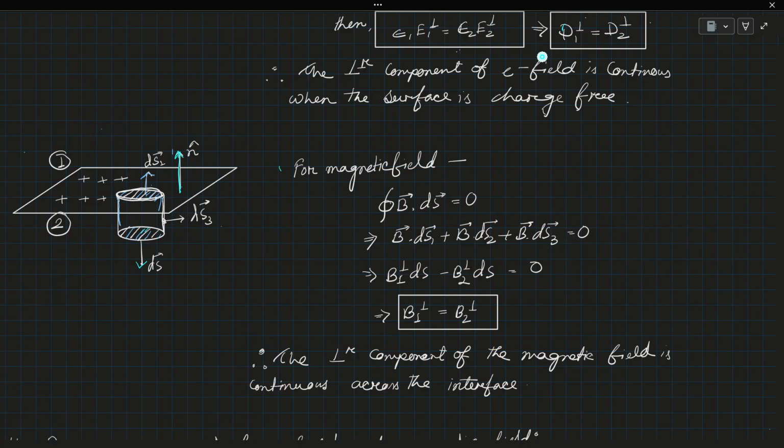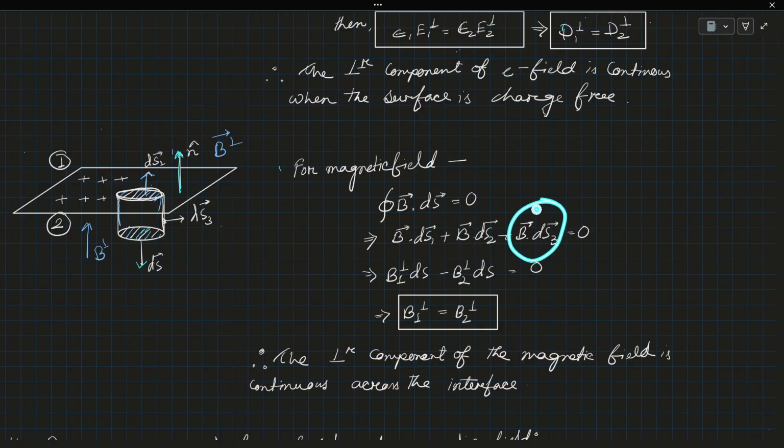Again, in this direction it is the magnetic field. Since I am considering only the perpendicular component, I have written it as B perpendicular. In medium 2, this is also B perpendicular. So as you can see, it is a similar concept. What we know is that the integral of B dot ds equals 0 for a closed surface, since a magnetic monopole does not exist. So I can now separate this integration into three surface integrals, for ds1, ds2, ds3.